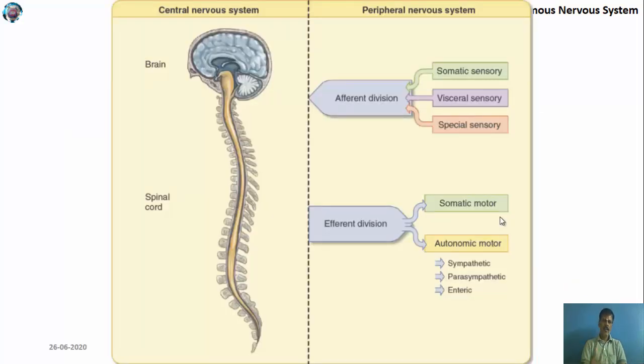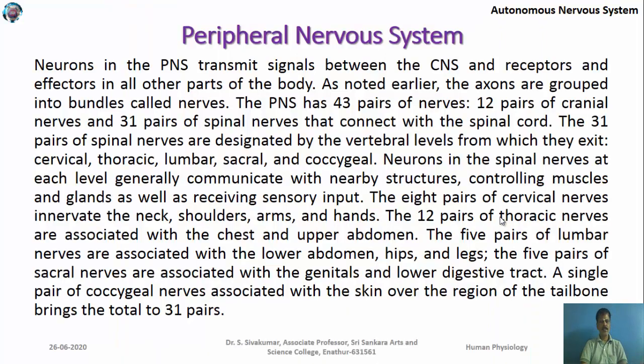As you recall, the nervous system can be classified into the central nervous system and the peripheral nervous system. The peripheral nervous system can be further subdivided into the afferent division and the efferent division. The efferent division contains the autonomic motor nervous system and the somatic motor nervous system. Within the autonomic motor system, we have sympathetic and parasympathetic divisions. So that is what we are going to concentrate on now. Okay, so that is the autonomic nervous system.